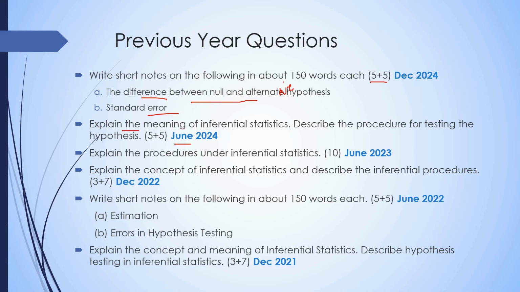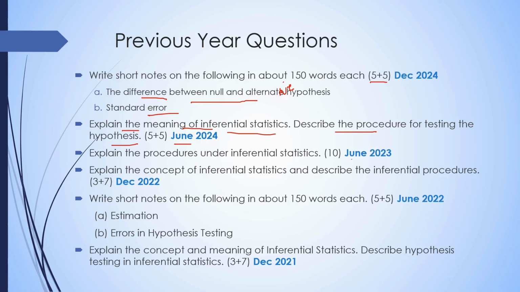June 2024, another question came. Explain the meaning of inferential statistics. I've already told you four different definitions. You can learn any of those and you can write the concept also. Describe the procedure for testing the hypothesis. We know the procedures for which you have to write. One is estimation and another is hypothesis testing. So if you write both these procedures, you will get full marks.